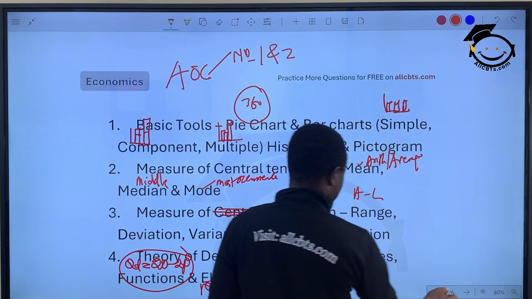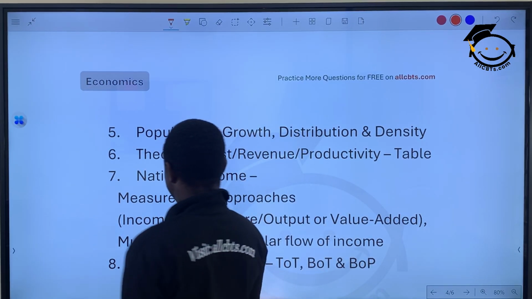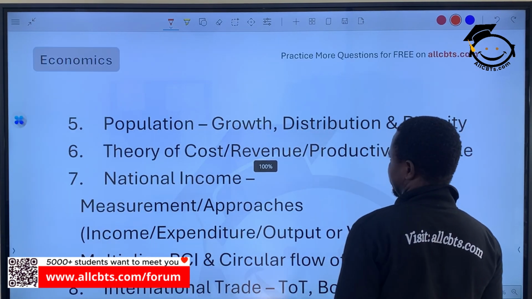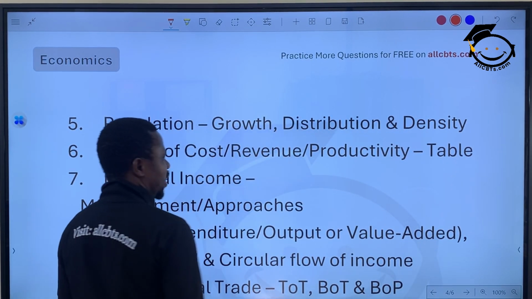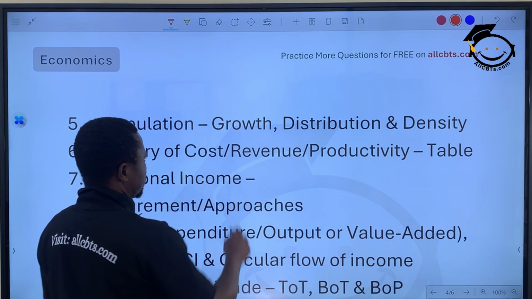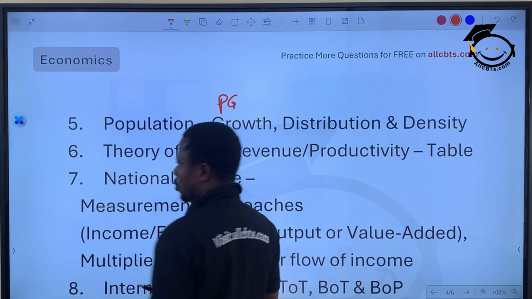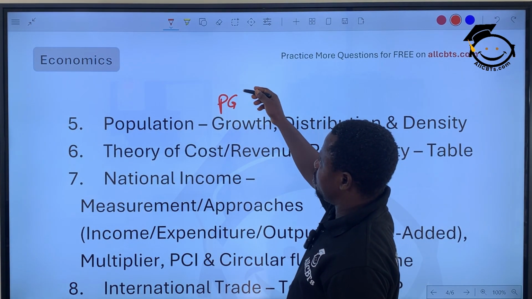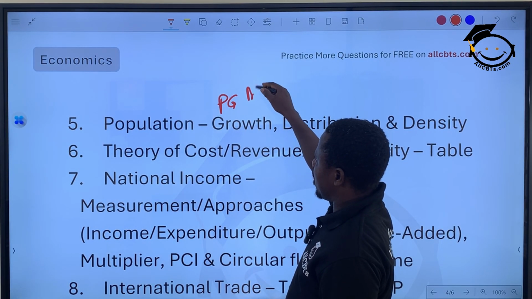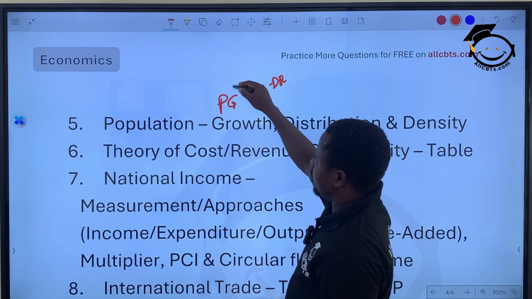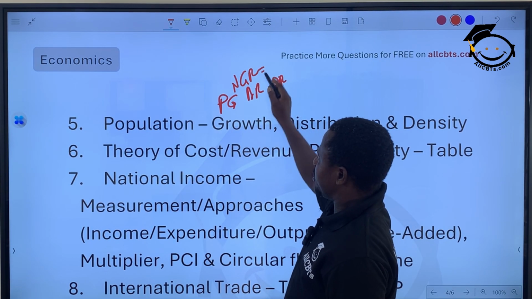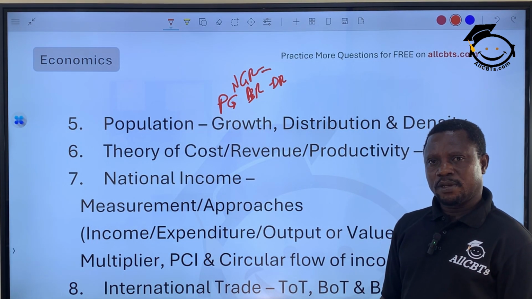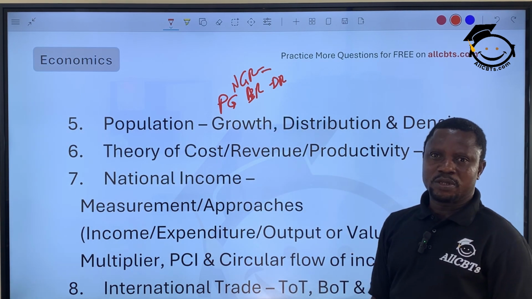The next topic is population. They also bring out questions on population. And this time around, they may ask you the population growth. When you are talking about population growth at this point, we are talking about the difference between the birth rate and, of course, the death rate. That's what we call natural growth rate. So your natural growth rate is the difference between birth rate and death rate. That's growth. So you can also do calculation in this.